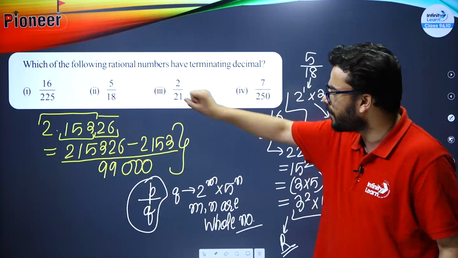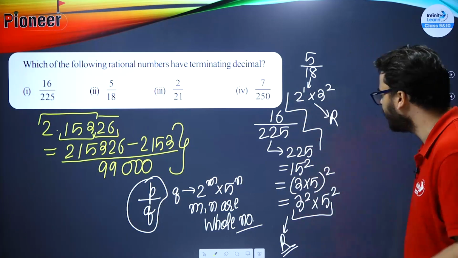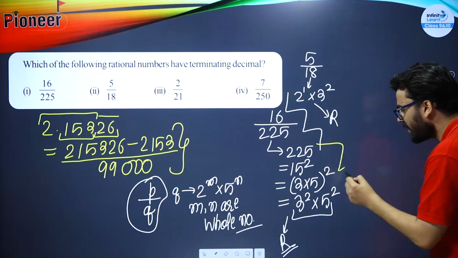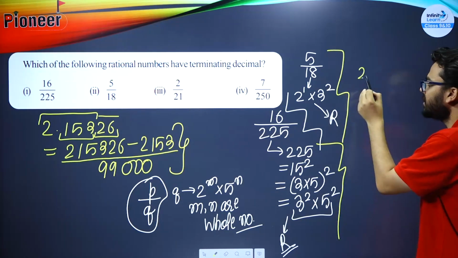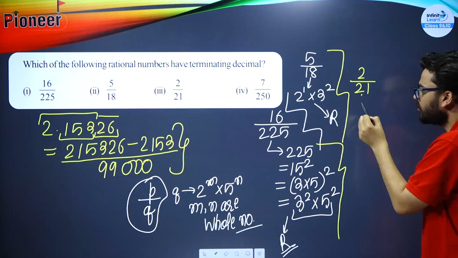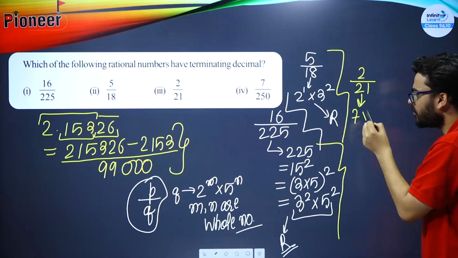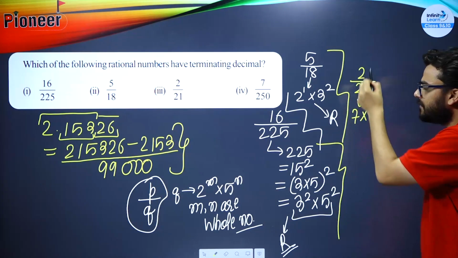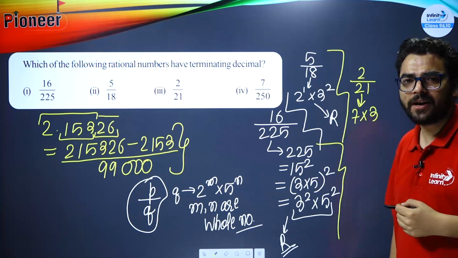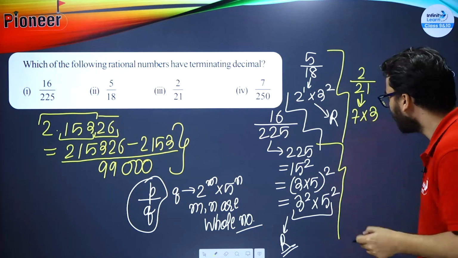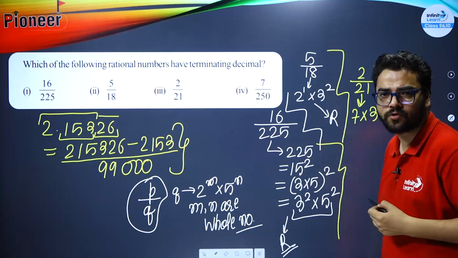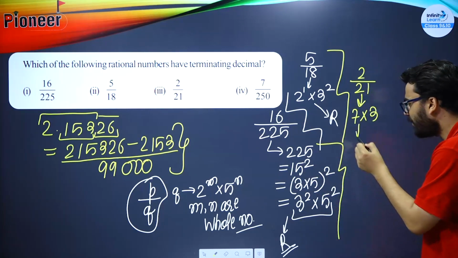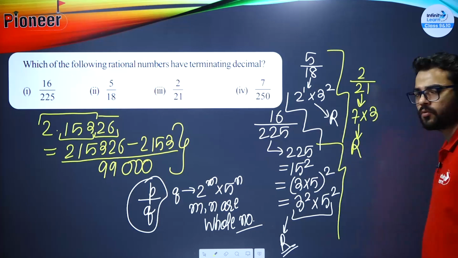What about the third part over here, that is 2 upon 21. These are very simple examples. 21 is nothing but 7 3s are 21 and no further simplification is possible in the numerator as well as the denominator. So, again the denominator is not of the form 2 raised to the power m and 5 raised to the power n. So, this will have a recurring decimal representation only.